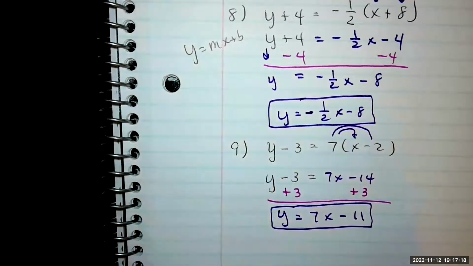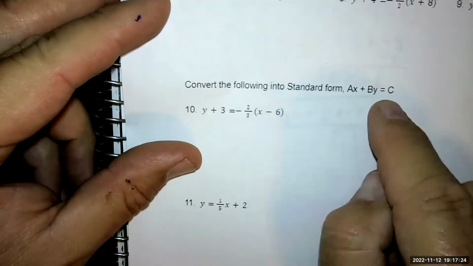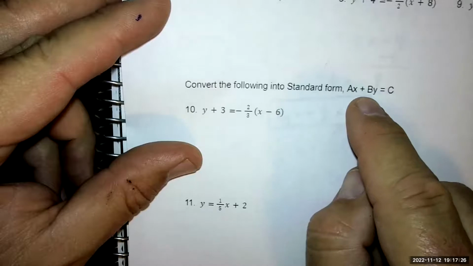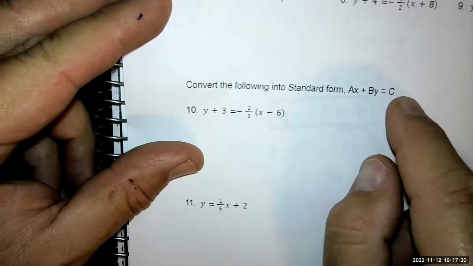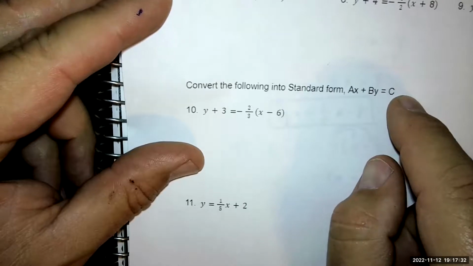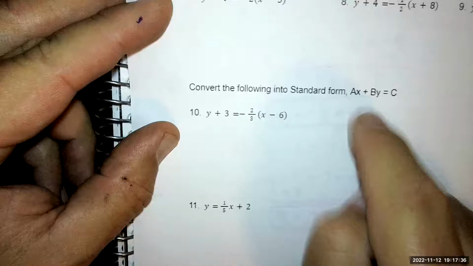All right, so the last two, convert the following into standard form. Standard form is when you have ax, the number with x, plus the number with y together. So you're going to have x and y together on the same side of the equal sign, and c represents just a constant, just a plain number. So we're going to convert both of these into standard form.